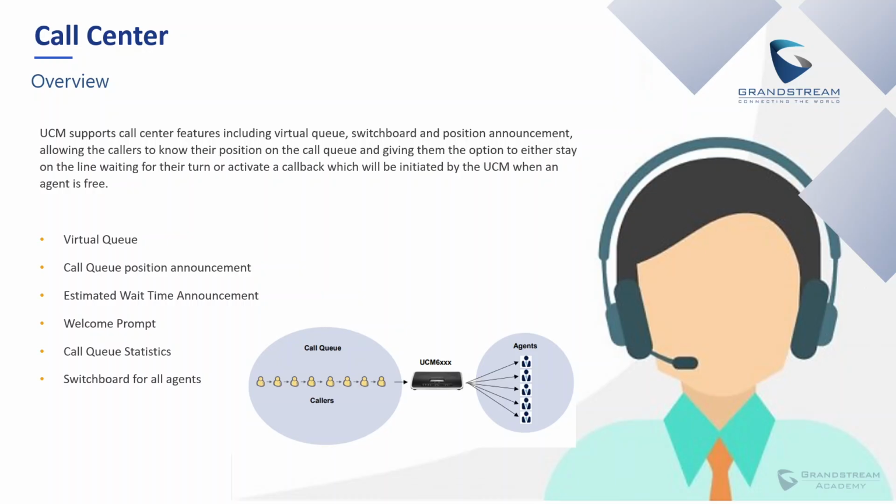Grandstream Networks has built into its well-known UCM 6000 series IP-PBX many call center features that businesses are requesting, and Grandstream is committed to continue adding more of those features to attend to its customers' needs. Some of these features are virtual queue, call queue position announcement, estimated wait time announcement, welcome prompt, call queue statistics, and switchboard for all the agents. We're going to learn in the next slides about each one of these features and functionalities.